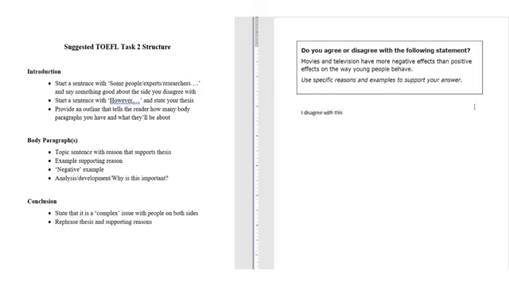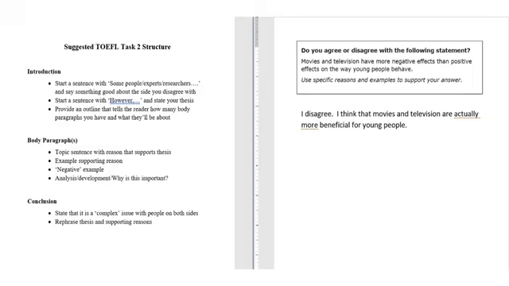Let me make this a little bigger. So let's say I disagree. I think that movies and television are actually more beneficial for young people than, basically right there, okay? So how would I start this introduction?